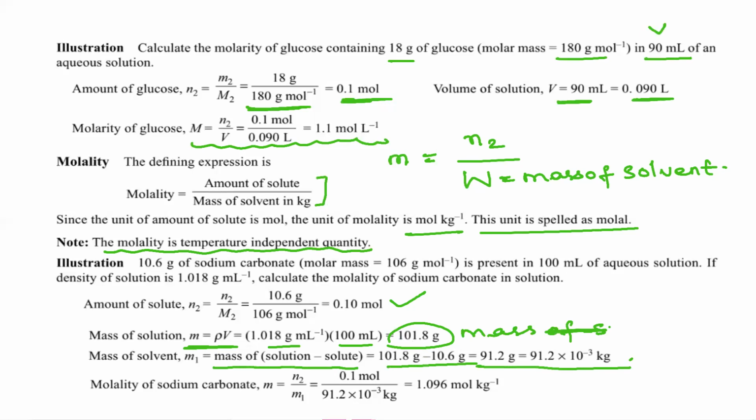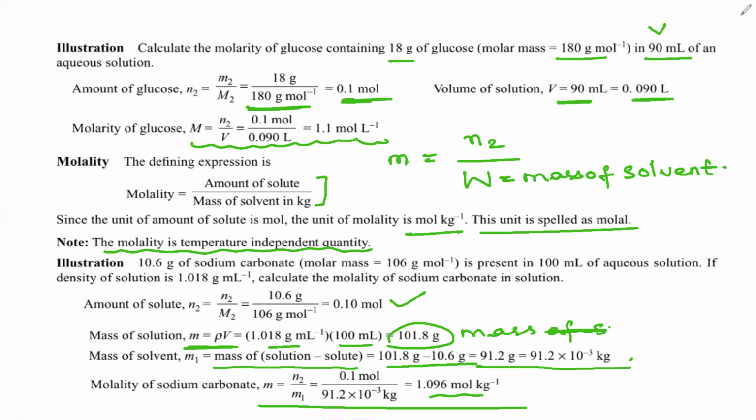So molality of sodium carbonate is equal to n2 by m1. So 0.1 by 91.2 × 10^-3 kg is equal to 1.096. It is not a direct question, it is an indirect question. In this question, instead of giving the mass of solvent, they have given the volume of the solvent as well as the density of the solution. So from density and volume, we can find the mass of solvent, and by using that, we can find the molality of the sodium carbonate solution. In this way, we find molality.